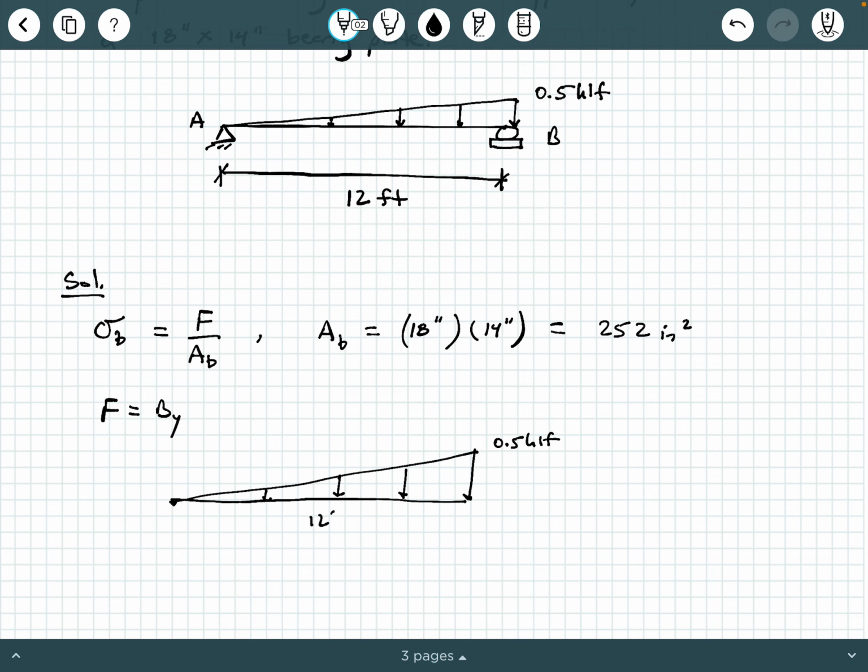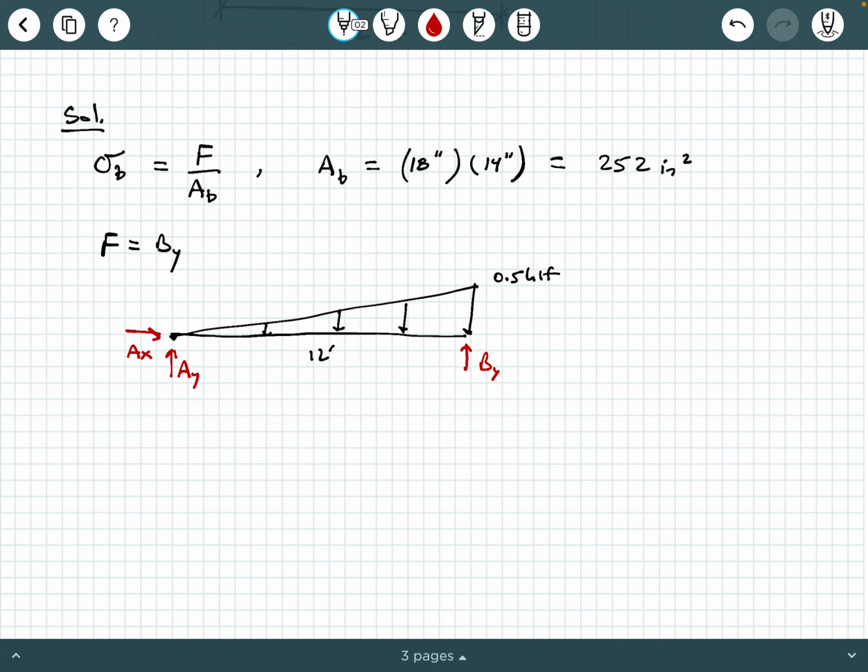And the whole thing is 12 feet long. And we know that we have an AY, an AX, and a BY here, and what we're really interested in is BY. So if we want to get BY, it's pretty straightforward. We're going to say sum of the moments about point A equals 0, and the reason why we're summing moments about point A is so we can solve for BY directly, because that's what we need. We just need BY, okay?